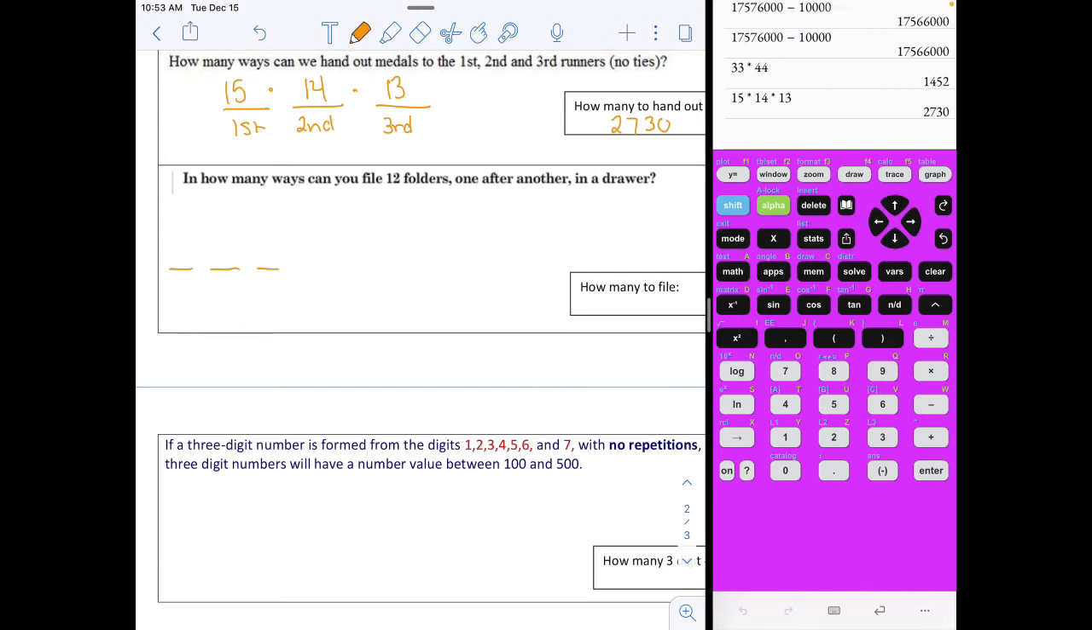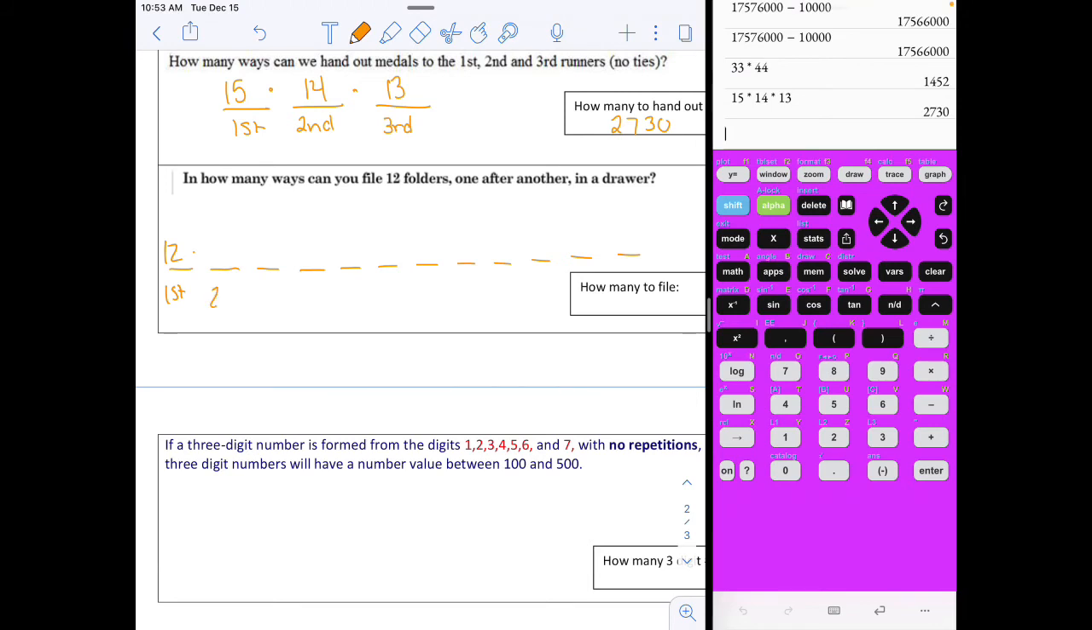But we're going to put away all 12 folders. That's implied in the problem. So, whew, that's going to be first, second, third, fourth, fifth, sixth, seventh, eighth, 9, 10, 11, 12. So when we put the first folder away, how many folders do we have in our hand that we can pick from? 12 of them.